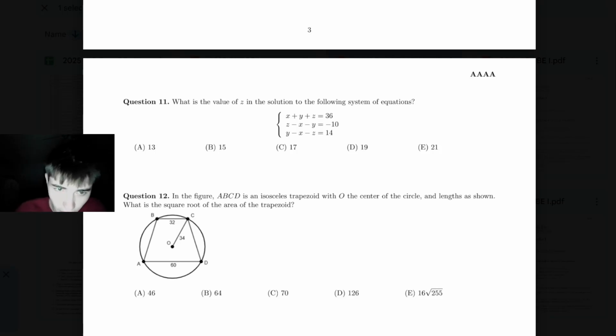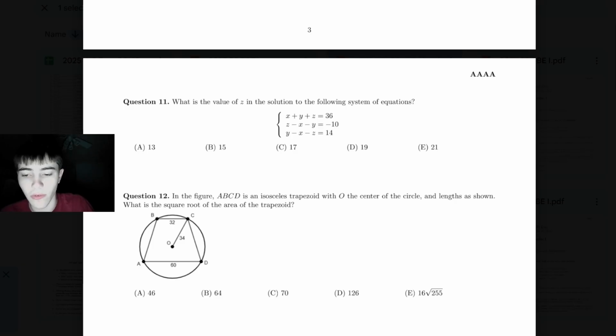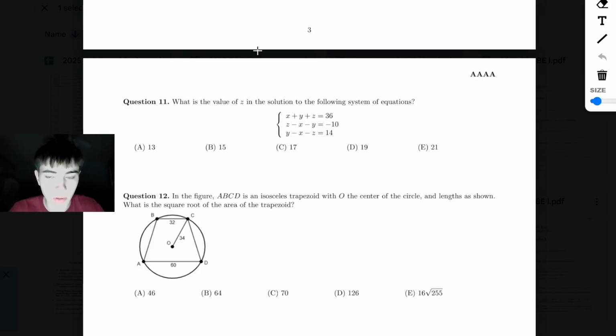Okay, guys, this is Fall Probe 1, 2025, questions 11 through 15. So let's get started. What is the value of z? Question 11. What is the value of z in the solution to the following system of equations? Okay, so we're looking for z.